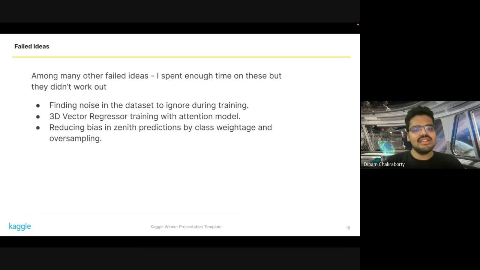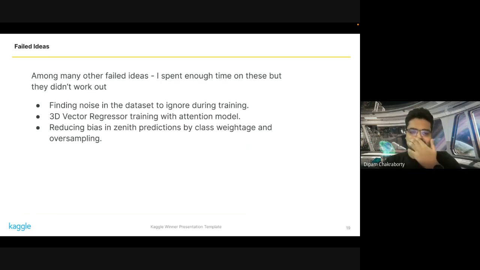So some ideas that failed: I did spend a lot of time trying to find out how I can make training faster. So if there is some noise in the data set, can I filter it out? Of course, if I can filter out 50% of the data set and still get a good score, then that helps me train bigger models. But I was not able to find any significant portion of the data set that could be removed.